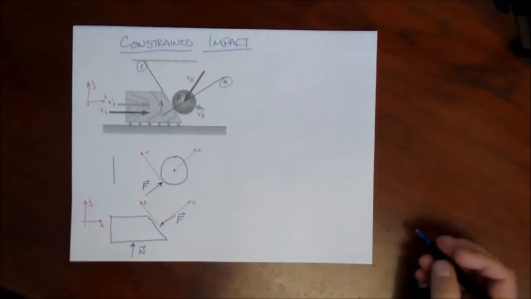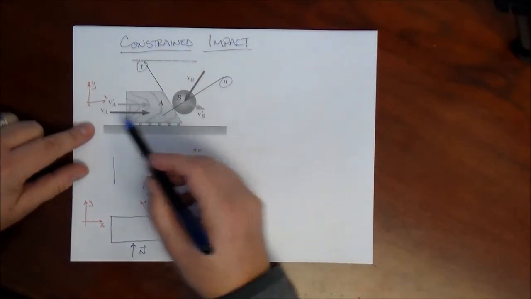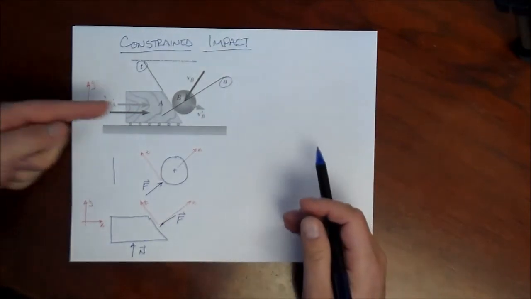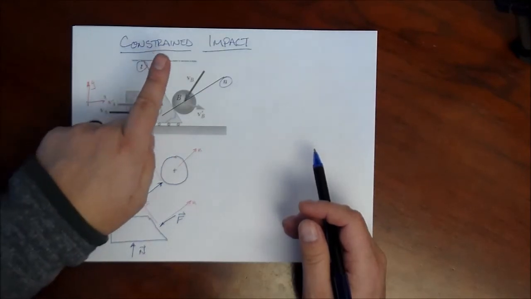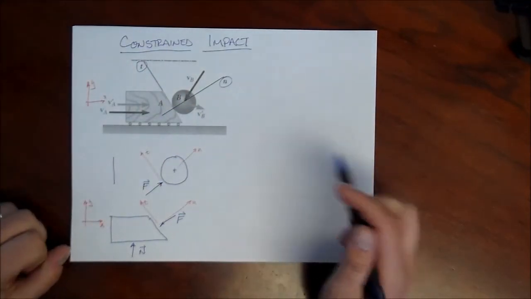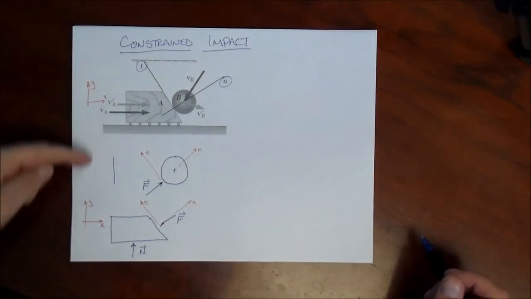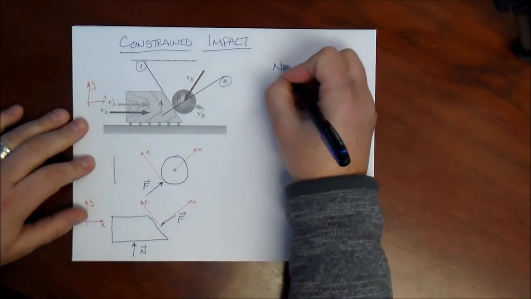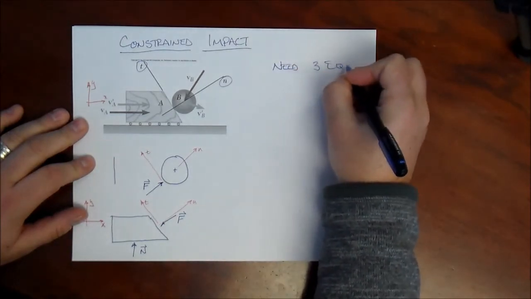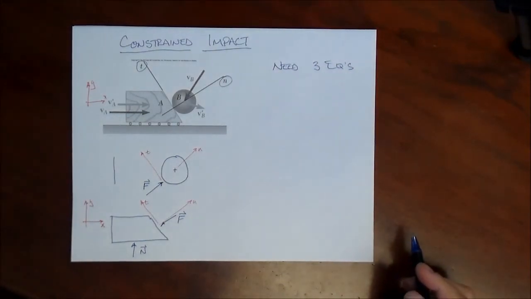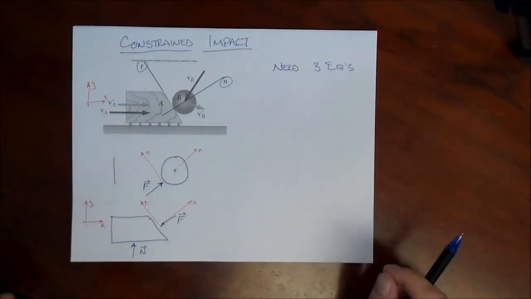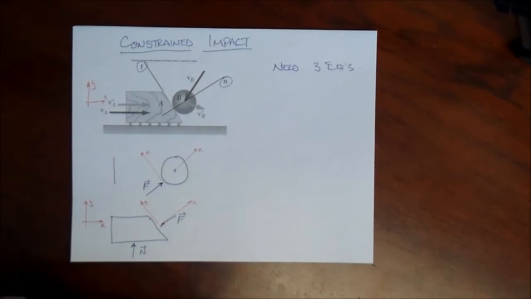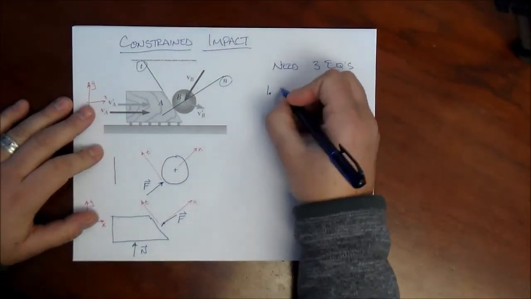So one thing we know about the block is its motion is going to be solely in the x direction, not in the y direction. So we're down to three unknowns: the x component of velocity A and the normal and tangential velocities of ball B. We know that the velocity of block A in the y direction is 0. So we need three equations. So what we want to do is first look at the principle of impulsive momentum for each particle separately, and then the principle of impulsive momentum for the system.